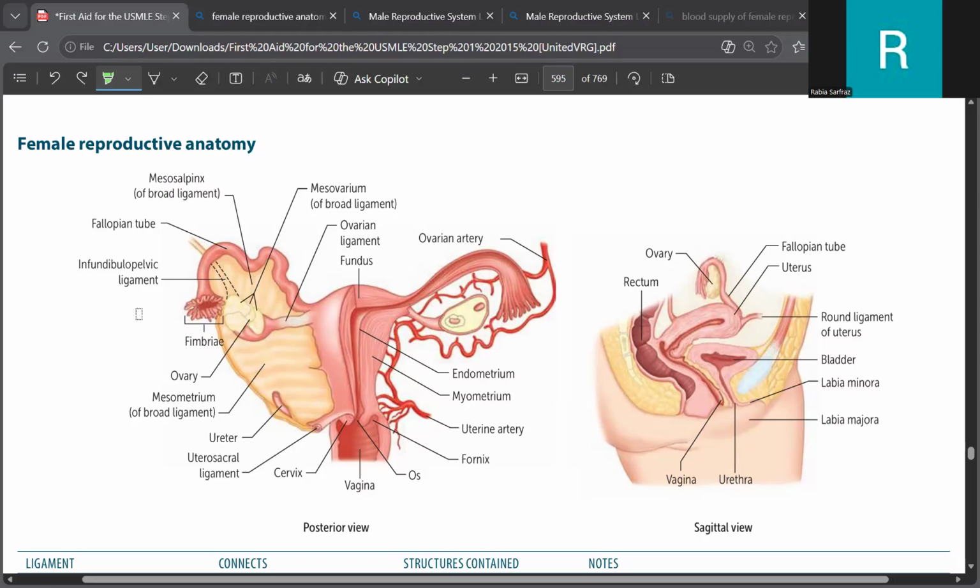about female reproductive anatomy. We have already covered reproductive embryology. If you have not checked that out, you can check that out in the channel. So, before starting on the reading, I'd like to do this diagram.